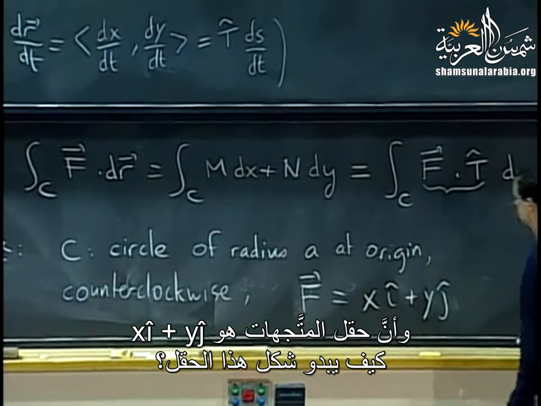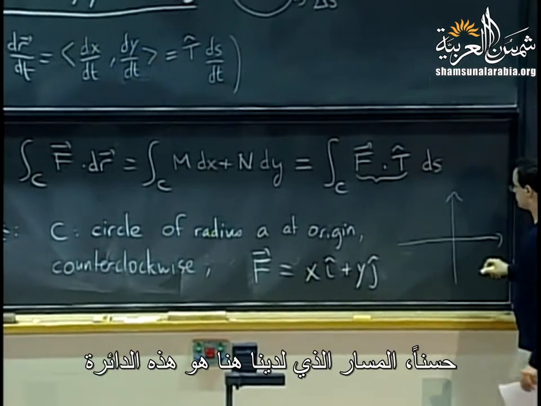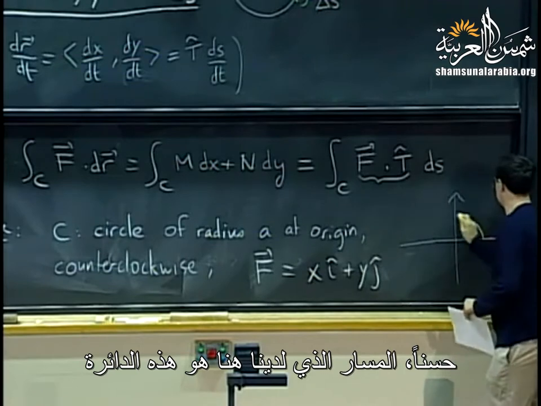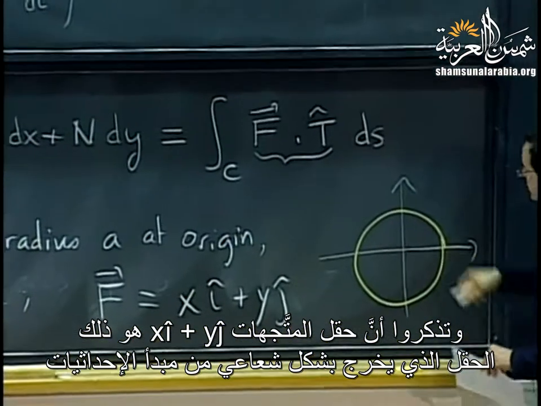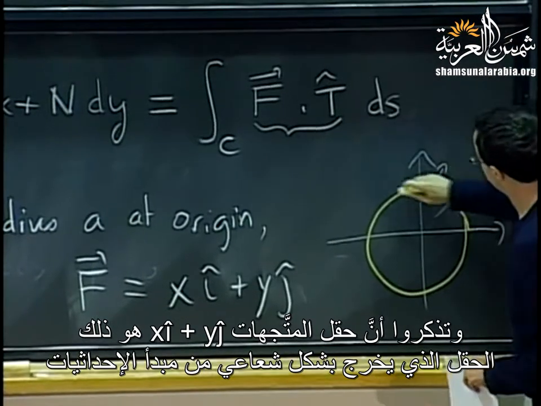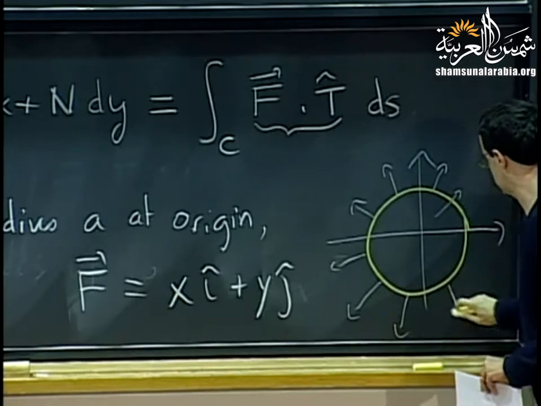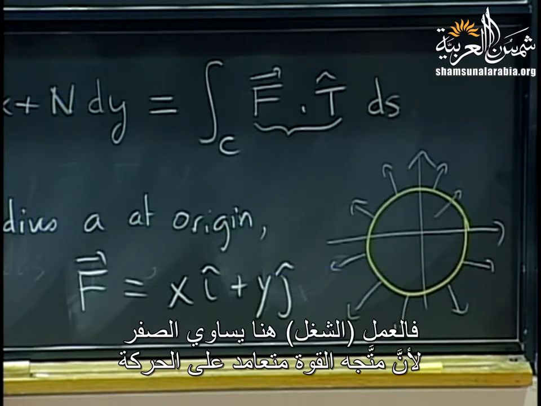Okay, so what does that look like? Well, my trajectory is just this circle. My vector field, remember x i plus y j, that's the one that's pointing radially from the origin. So hopefully, if you have good physics intuition here, you already know what the work is going to be. It's going to be 0, because the force is perpendicular to the motion.